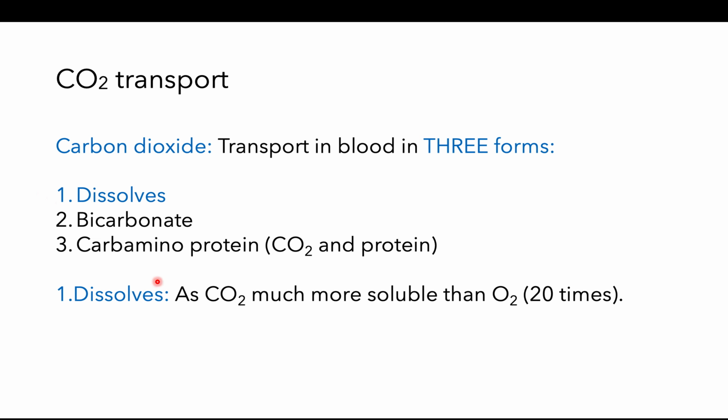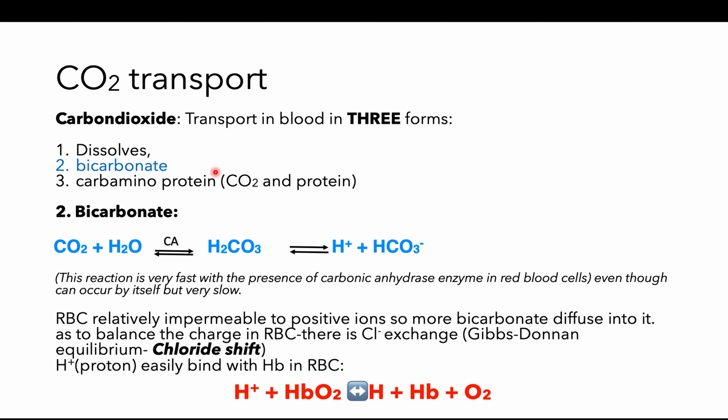Okay, but somehow for plasma, just now we did mention that only 1.5% of oxygen is dissolved. But for carbon dioxide, it is 20 times higher compared to oxygen. Why? Because carbon dioxide solubility is higher compared to oxygen. So dissolved carbon dioxide is greater than dissolved oxygen. The second manner is via bicarbonate, and the third one is via carbamino protein. Okay, now we're done with the dissolved one. Let's move on to the second transportation system, which is bicarbonate.